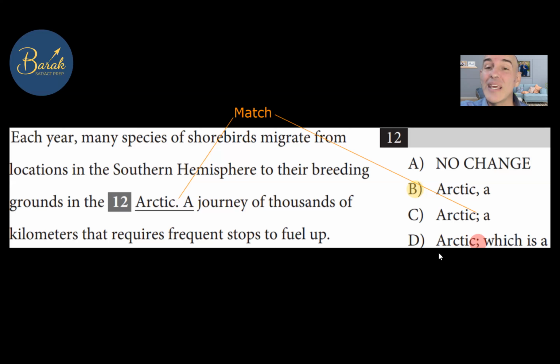So right now we can get rid of A and C. We can get rid of D because that's a terrible place for a period. And therefore, the only correct answer would be B. We'll look at this one later in terms of why that is such a good option.